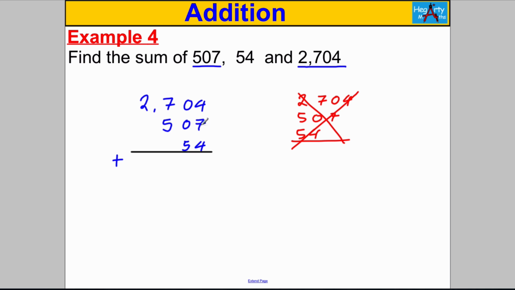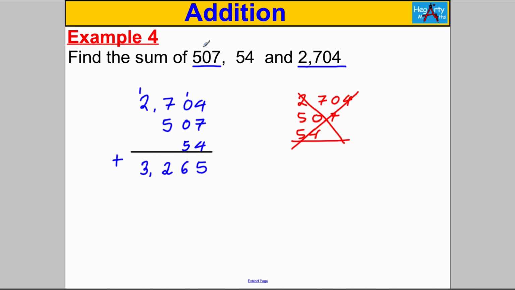4 add 7 is 11. Add 4 is 15. So put down the 5, that's 5 ones, and carry one of the 10s over into here. 1 add 0 is 1, add 5 is 6. So that's 6 tens, we can just write 6 tens in there. 7 hundreds plus 5 hundreds is 12 hundreds, so we can put 2 hundreds in there, and we can put the 1 over here for 1,000. 1,000 add 2,000 is 3,000. And we have our answer, 3,265.